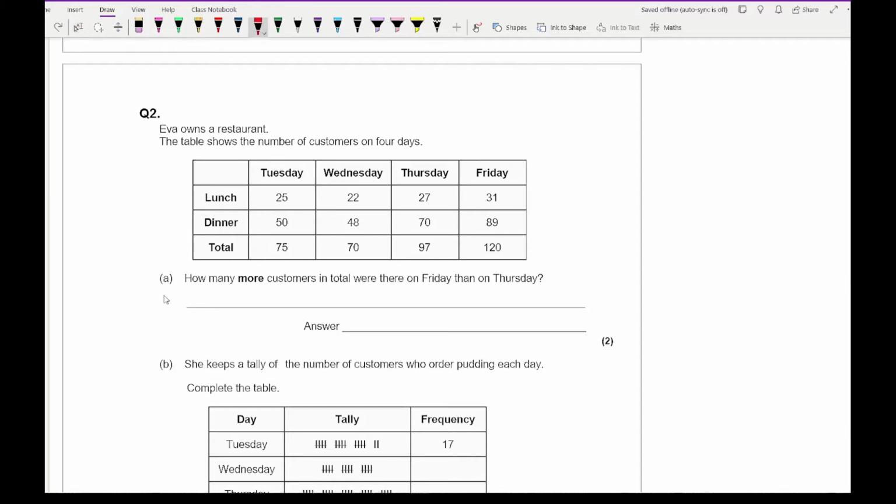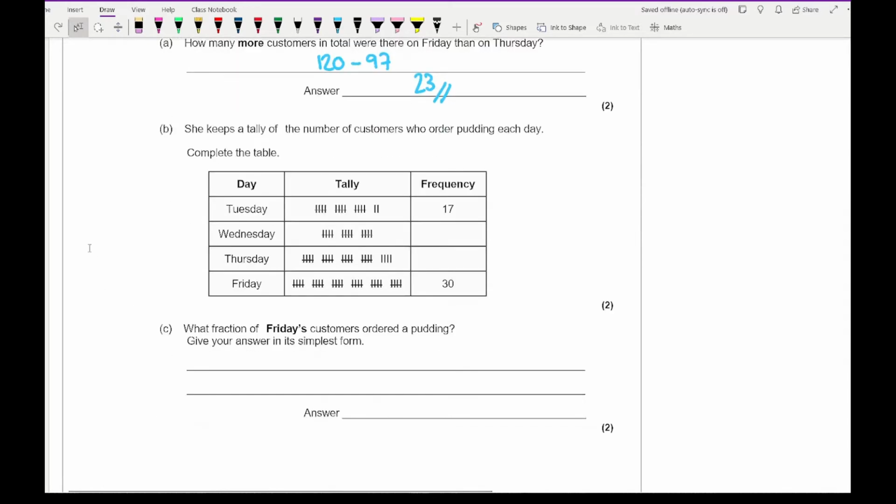So what we're looking at here, well, on Friday there were 120 customers, so we're going to do 120, and on Thursday there were 97. So I'm going to do 120 minus 97, which gives me a final answer of 23.